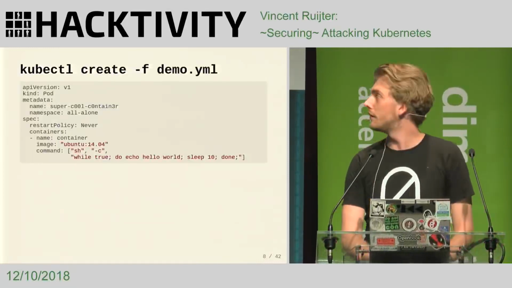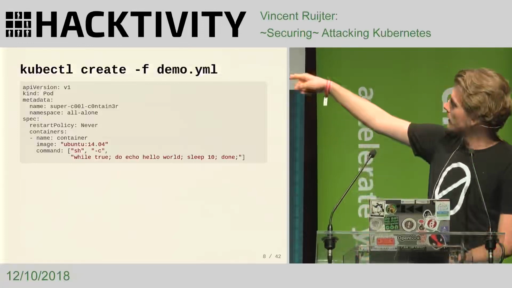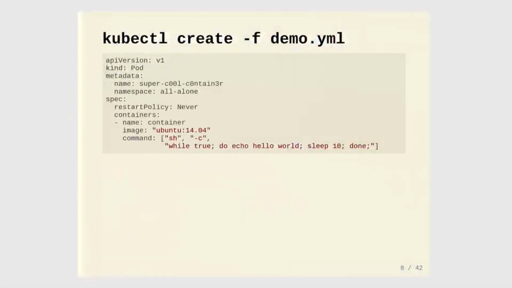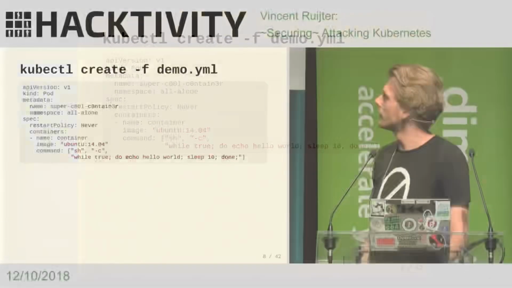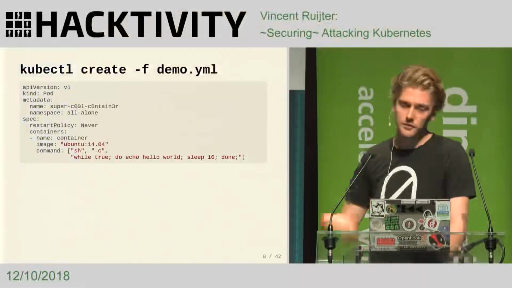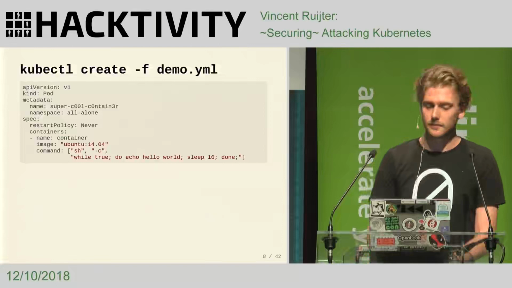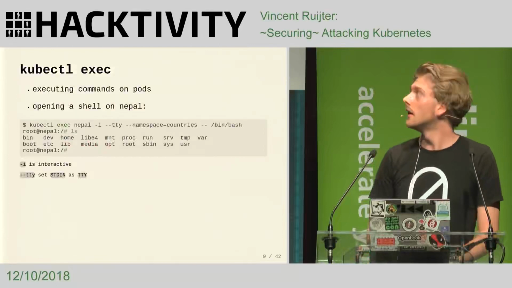This is a demo YAML file. It's very simple. You can create a namespace and a name. You can set up a restart policy, what it needs to do when the pod restarts. You can set up an image, the version that it pulls from the repository. In this case, it will be Ubuntu version 14.04. The name will be container, and it will run in an endless loop. And so, it won't end, basically.